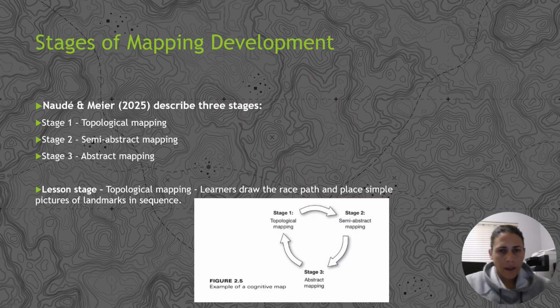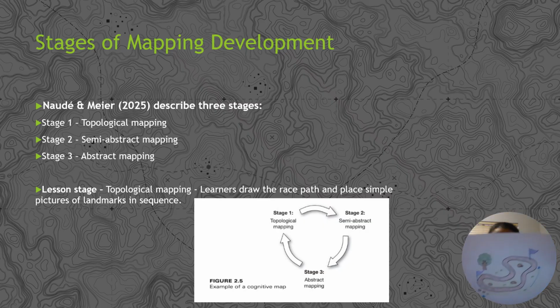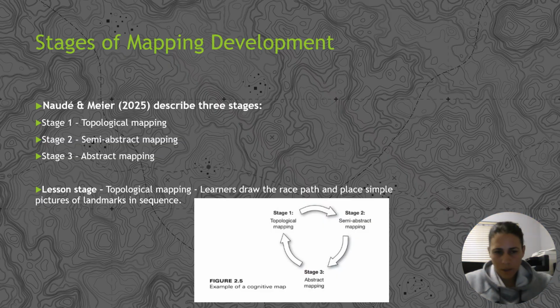So the stage that my lesson is based on is stage number 1, which is topological mapping. This is where the learners may draw the race path and place simple pictures of the landmarks in sequence, also showing the start of the race, that there is a tree at the beginning, and towards the end of the race there are stones. There are also arrows drawn to show them the direction in which the race will commence.